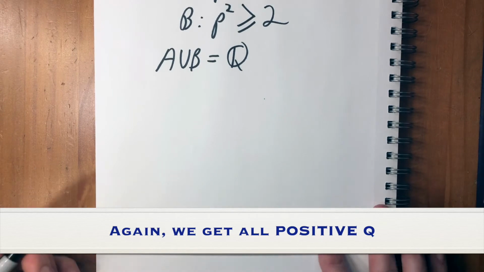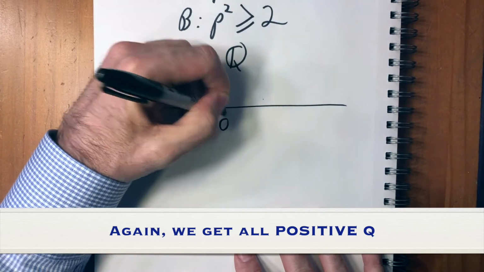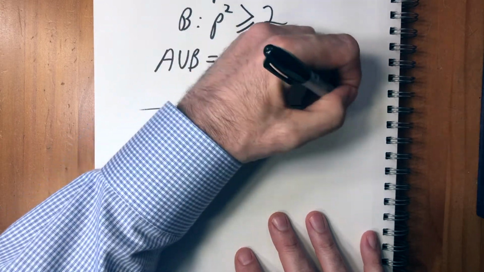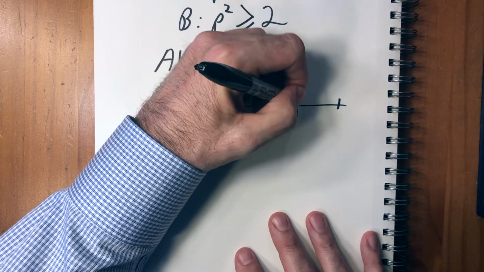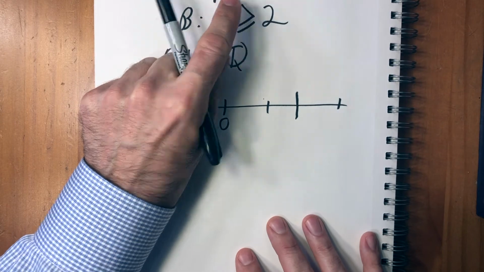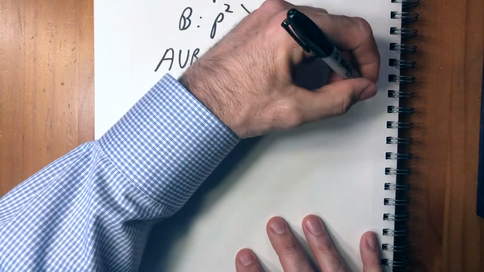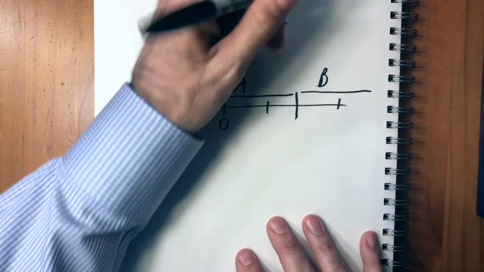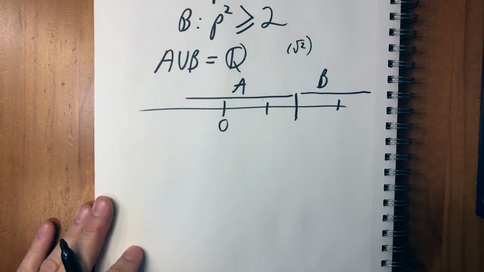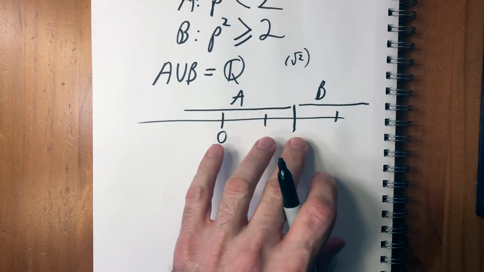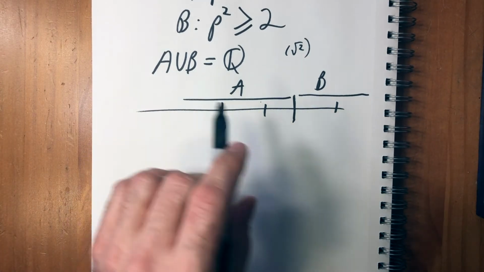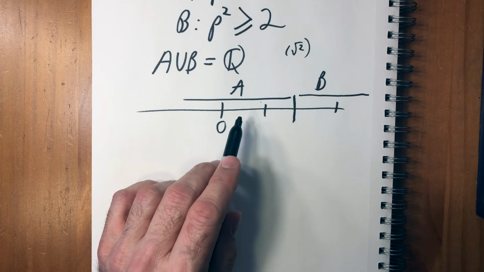What about the lower bounds? Here's 0. Here's 1, 2. There's a number in here somewhere such that if p squared is less than 2, it's going to be over here. And if p squared is greater than 2, it's going to be over here. And we know that this number is the square root of 2, but we know that it's not in the rational numbers. So we know that everything in B is still larger than everything in A.